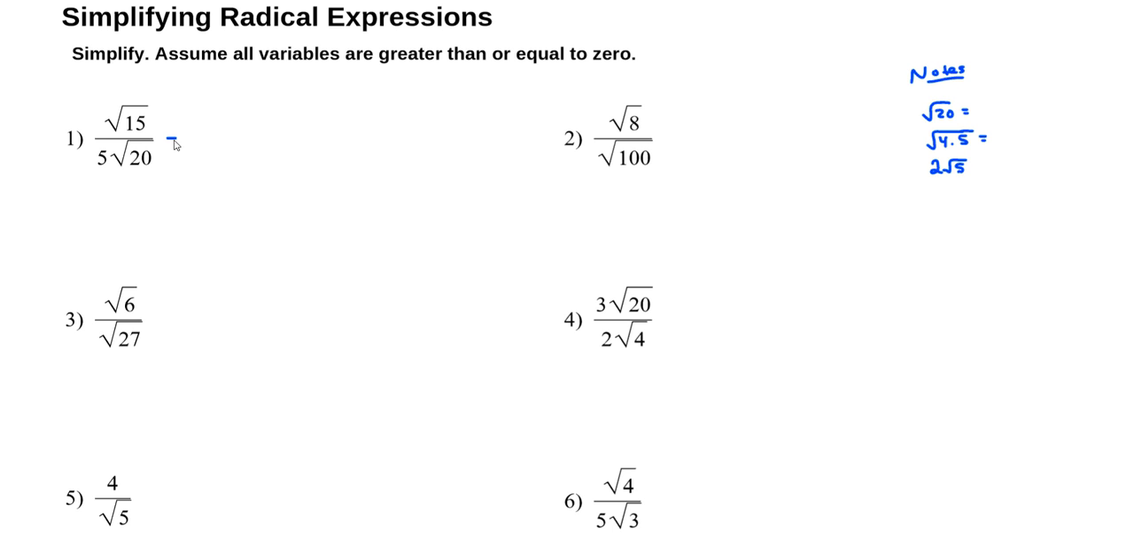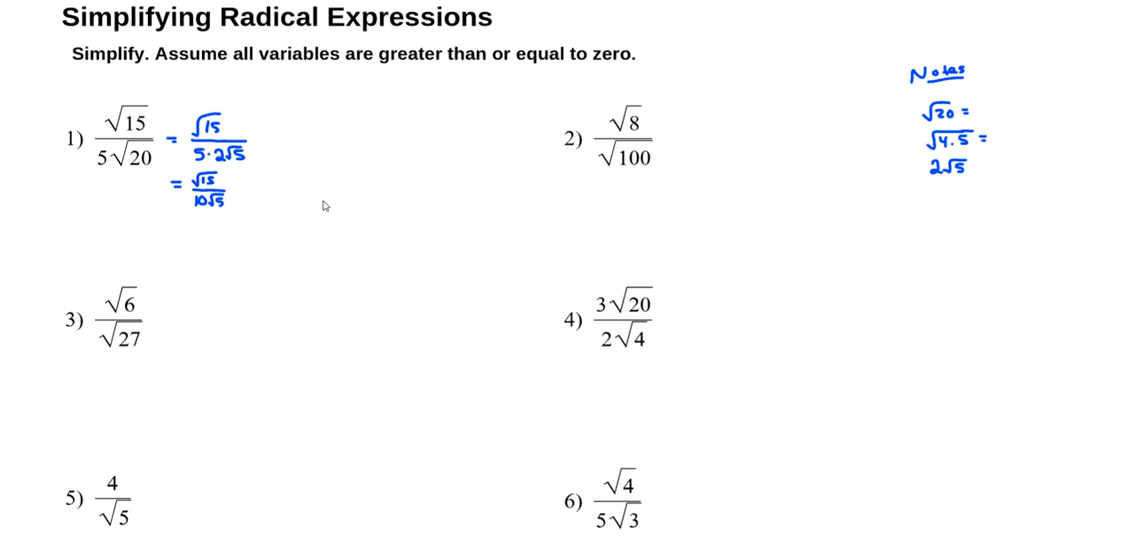So this becomes the square root of 15 divided by 5 times the square root of 20, which is 2 root 5, so 5 times 2 root 5. What that becomes is the square root of 15 divided by 5 times 2 is 10, and then I have 10 root 5. But this is not simplified. The reason this is not simplified is because one of the properties of simplifying radical expressions says you cannot have square roots in the denominator. So what I could do is multiply by the square root of 5 over the square root of 5, and that wouldn't be wrong, but then what you're going to end up with is the square root of 15 times the square root of 5 in the numerator, and then you'd have to simplify from there.